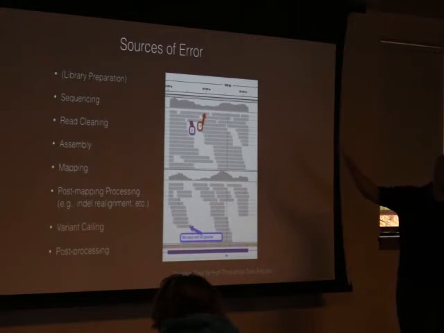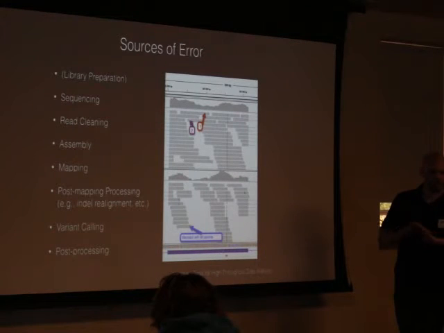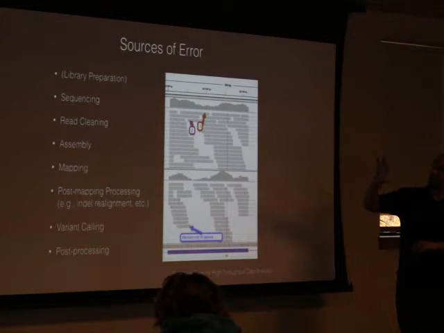You, of course, get error introduced in sequencing. So the platform itself is error-prone. That's the Illumina platform or pyrosequencing or whatever. PacBio has a really high error rate, whatever molecular platform you want to use to actually sequence this stuff.